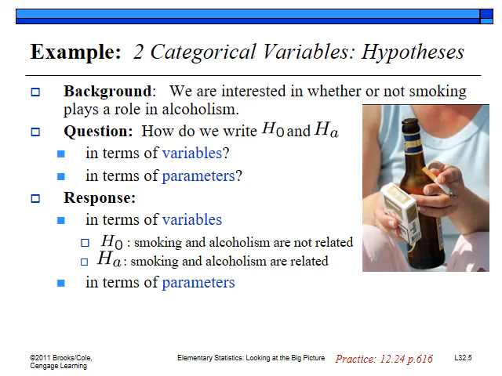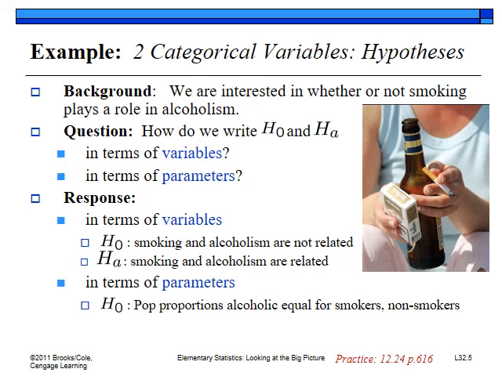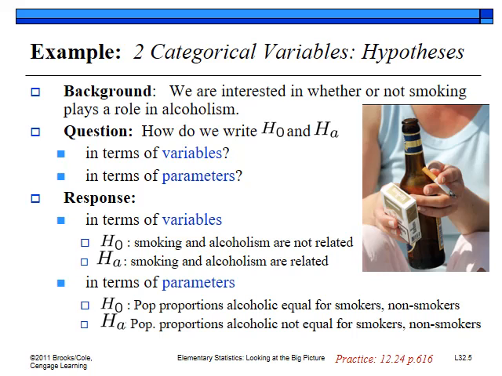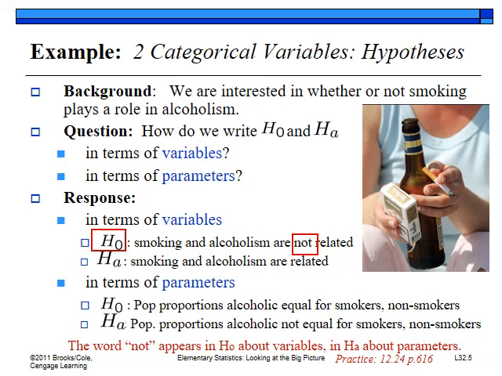In terms of parameters, we would say that the proportion of alcoholics in the population would be equal for both smokers and for non-smokers. That's the null hypothesis. The alternate would be that the population proportions of alcoholics are not equal for smokers and non-smokers. Notice that the word not appears in the null hypothesis when we're talking about variables, and it appears in the alternate hypothesis when we're talking about parameters.